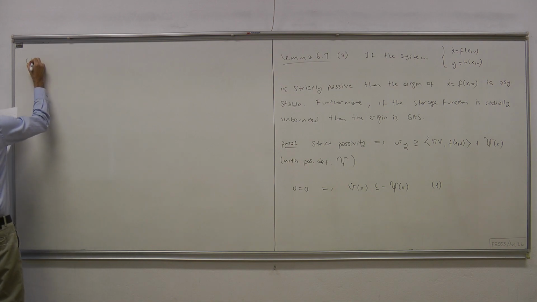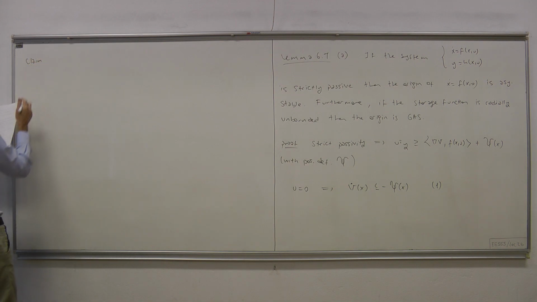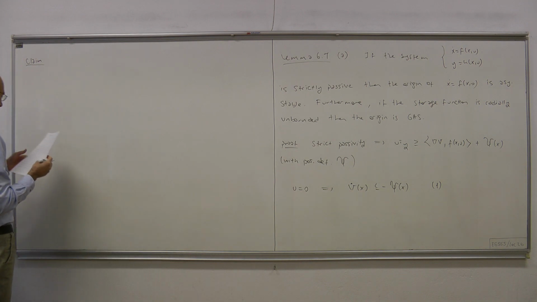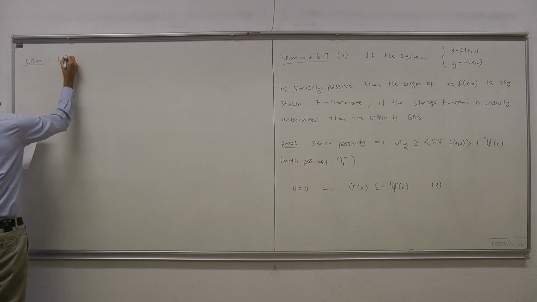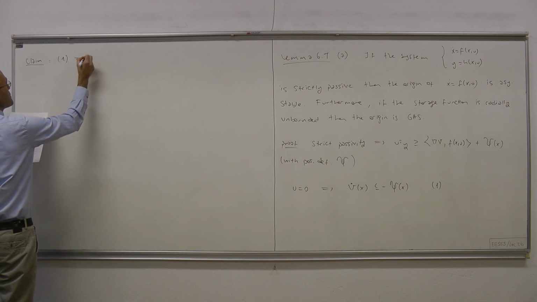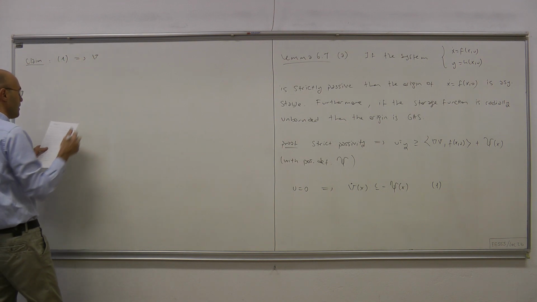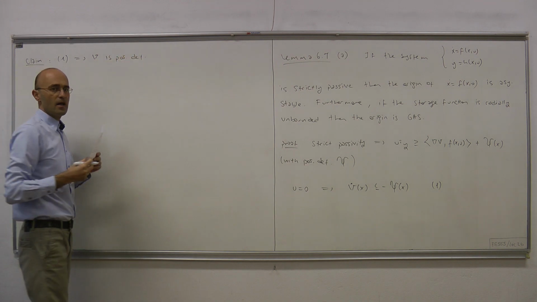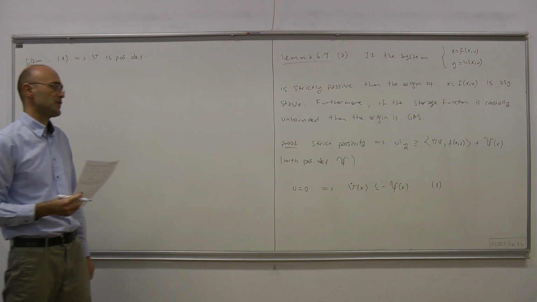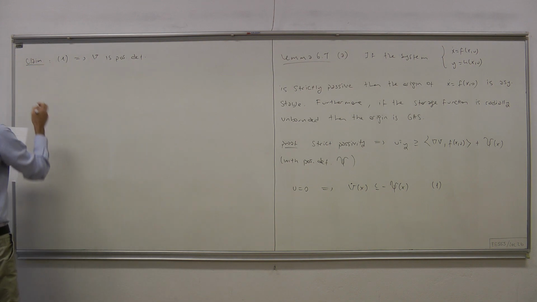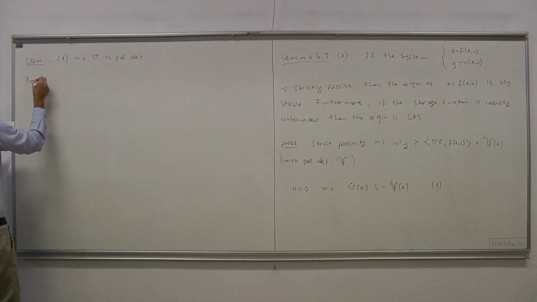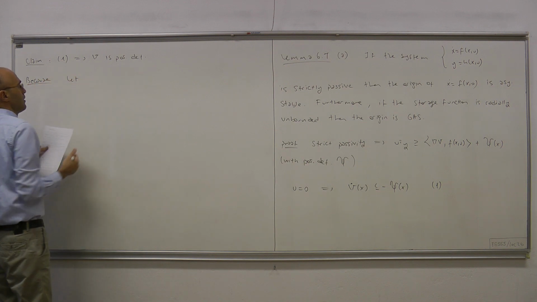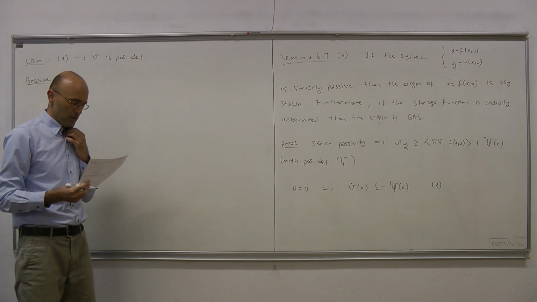So here is the claim that we will need to establish the final result. Inequality 1 implies that V has to be positive definite, a positive definite function of the state x. Here is the proof. We're going to prove it by contradiction.